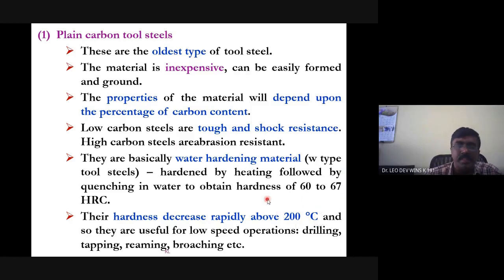That is the problem. This particular material, plain carbon tool steel, has a major drawback: it cannot withstand cutting temperatures above 200 degrees. So it can be used at room temperature or well below 200 degrees centigrade. That's why it is mainly used for making chisels, and chisel means cold chisel, not hot chisel. Cold chisels and knives are made of this material, which is called plain carbon steel.